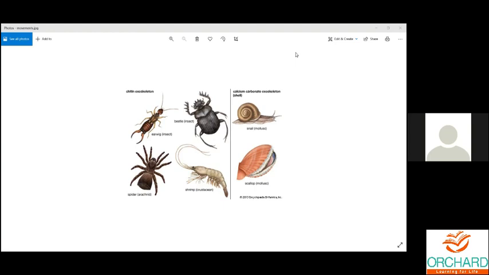What about vertebrates? Okay, human, lion, very good. Elephant, good. Animals, all right, very good. Fish, very good. Fish, whale, good.